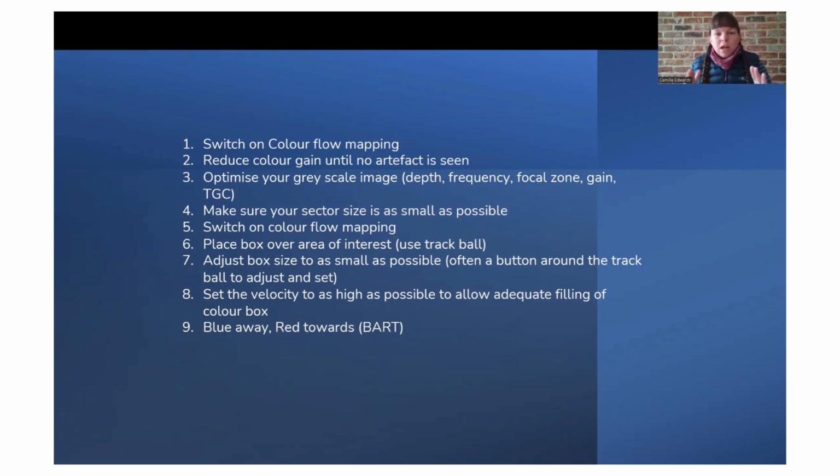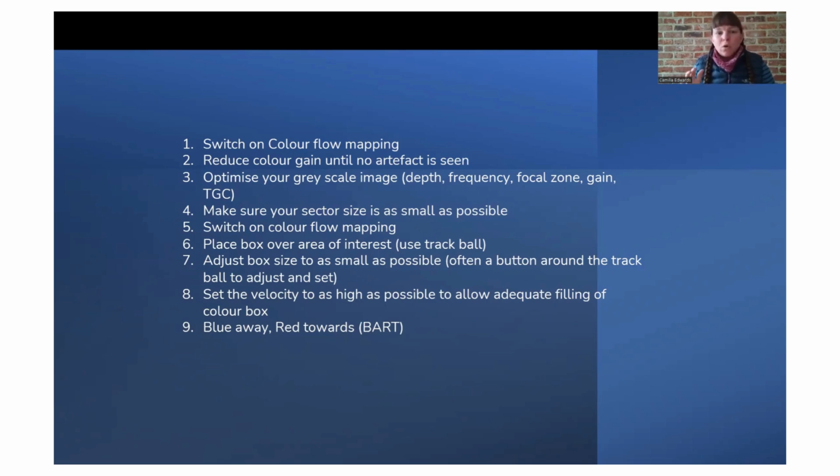The other thing that can help with that is making sure your sector size is as small as possible. So basically the triangle that you're seeing on your screen, you can make that as narrow as possible. That's usually called sector size or angle. It can sometimes be called something else as well, so have a look out for a button that says that. Do that when the grayscale image is on.